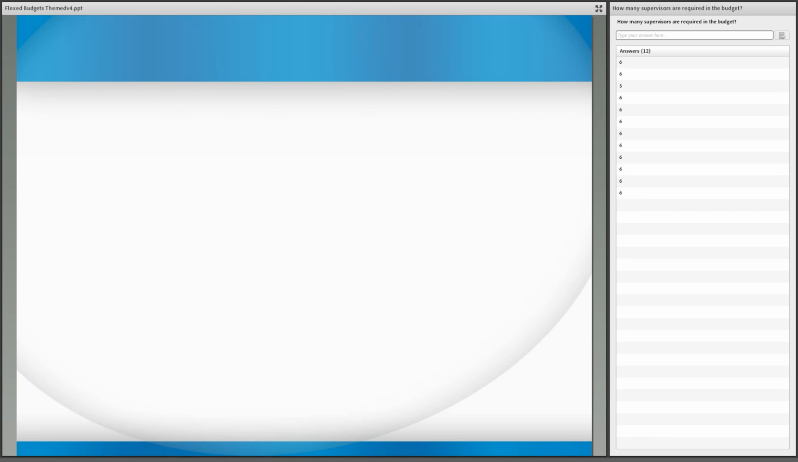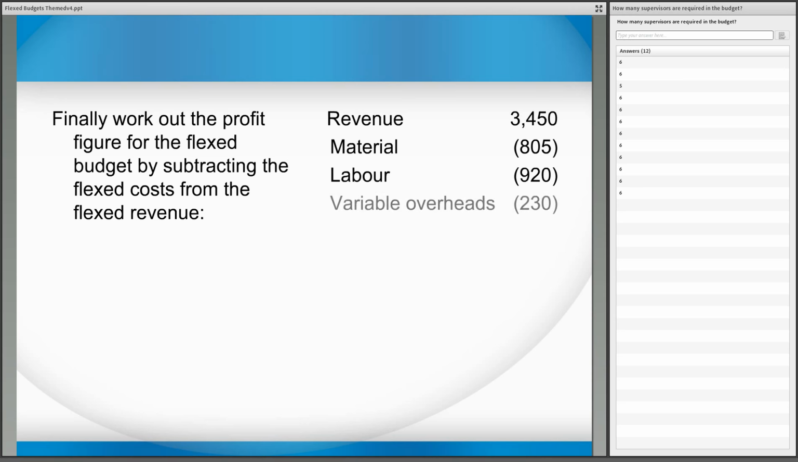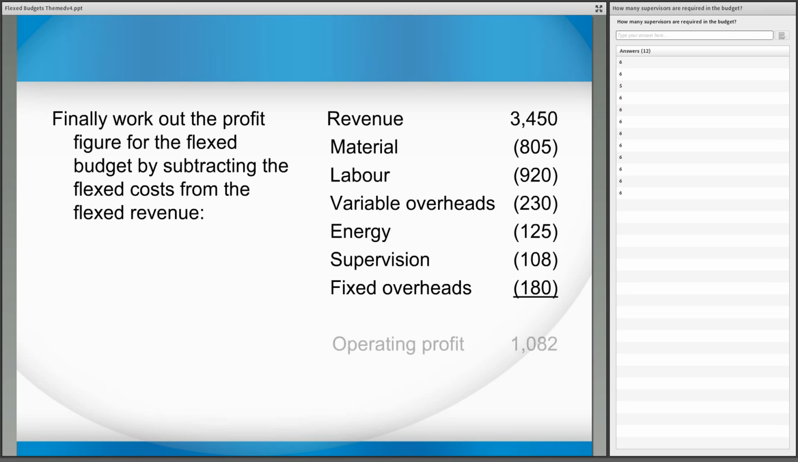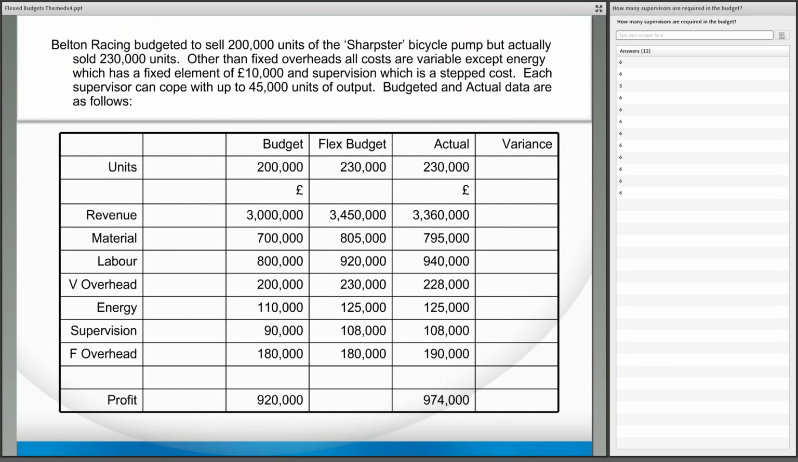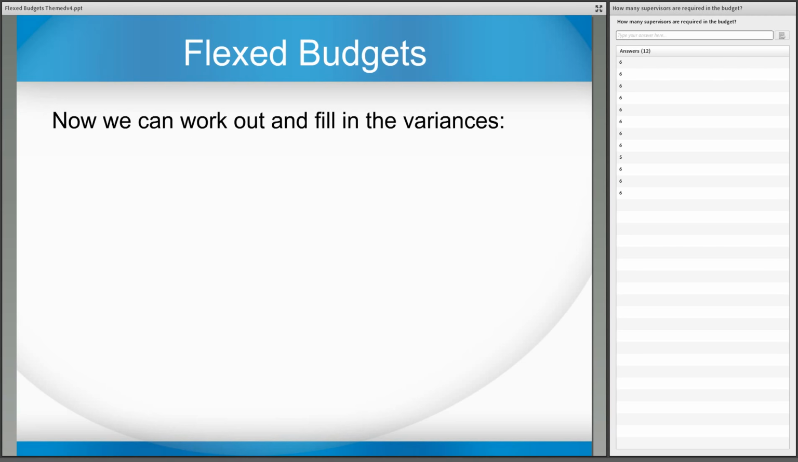And finally, what we're able to do with that is we can work out the expected profit from the flex budget. There's our revenue, material, labour, energy. We expect on an output of 230,000 units, we would expect to earn £1,082,000 profit. So let's go back to our table, fill it in, and now we can start to work out the variances.